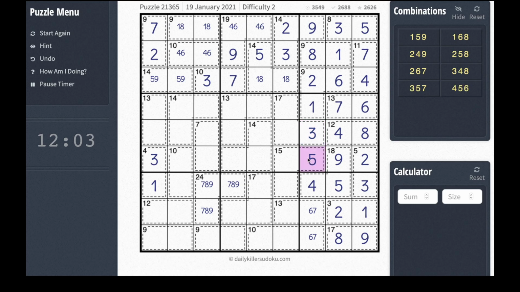So now we can say, for this 15 cage, we've got to have a 5 in it, so let's eliminate the options that don't have 5 in. For this one, we've got to have a 3 in it. There's only a couple of options that have 3 in them.